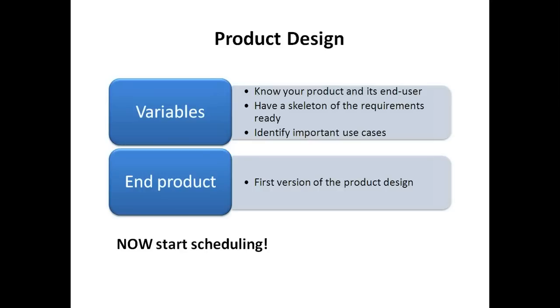And as the end product of the product design phase, I need the first version of the product design, which is what I said is the skeleton. Now, a common mistake that most people tend to do is start the scheduling before you have a design in hand. That's not what we should be doing. We have the product design created, we have a skeleton of the requirements from our product, and then we start scheduling.